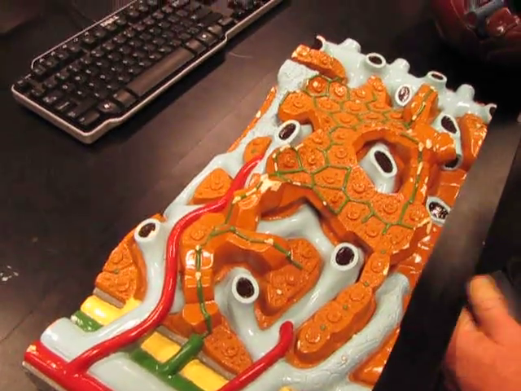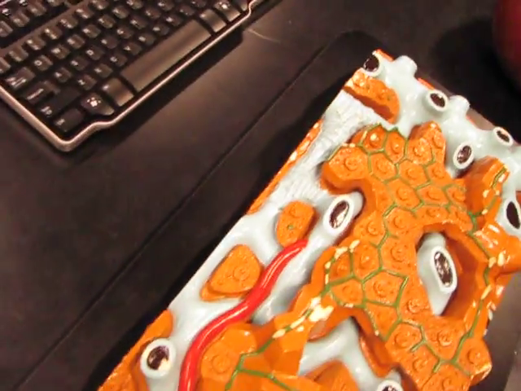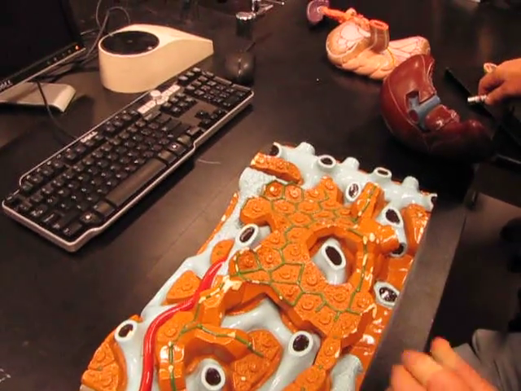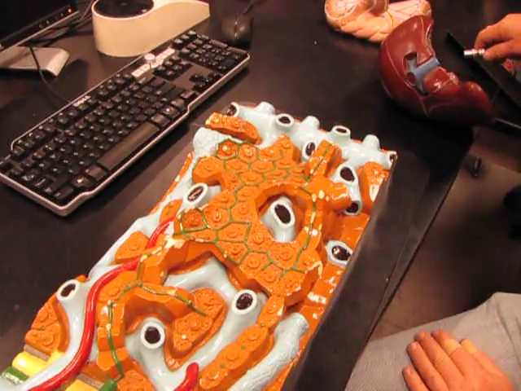I'm not sure about the macrophages. I don't know if they intended these to look like the macrophages. These certainly aren't the macrophages. So, those are called Kupffer cells, but that's fine.